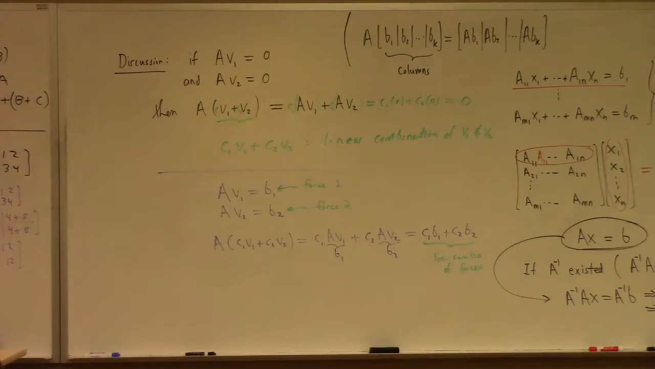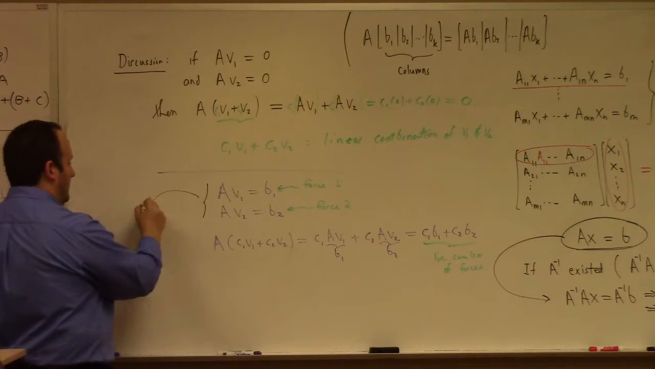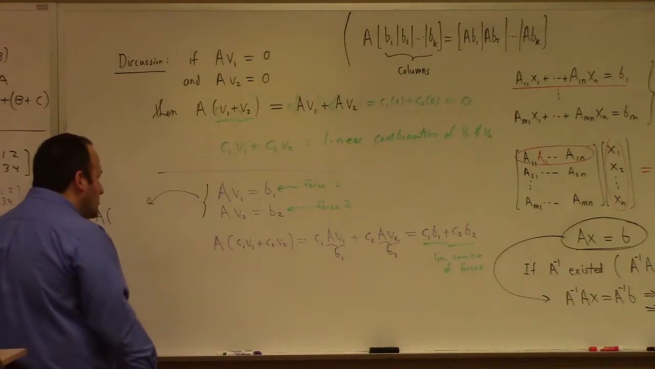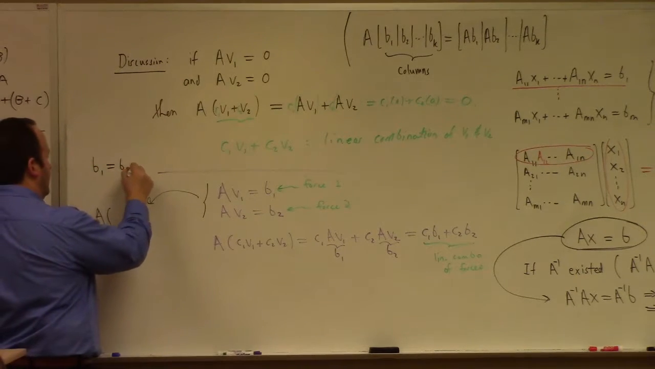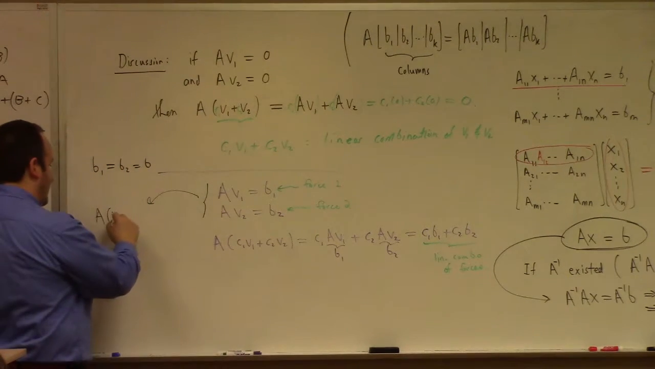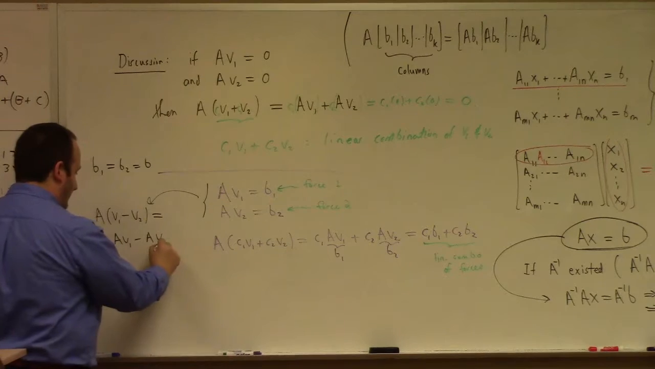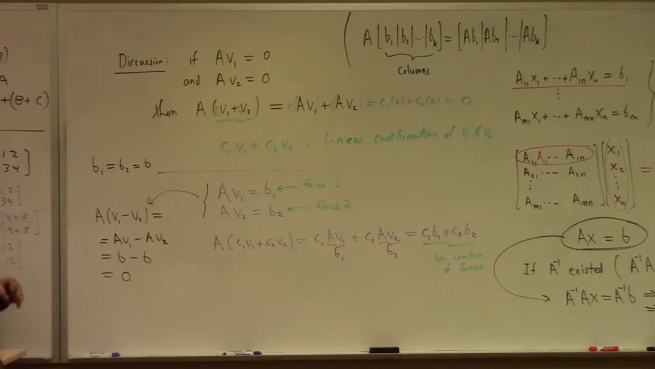Another thing you could do is, could you get a solution to the homogeneous problem? Check this out. If I had B1 equals B2 equals B, right? Then if I had A of V1 minus V2, I would get AV1 minus AV2, right? Which would be B minus B, which would be 0. So if you have two solutions to an inhomogeneous problem, the same inhomogeneous problem, you can take their difference and produce a homogeneous solution.